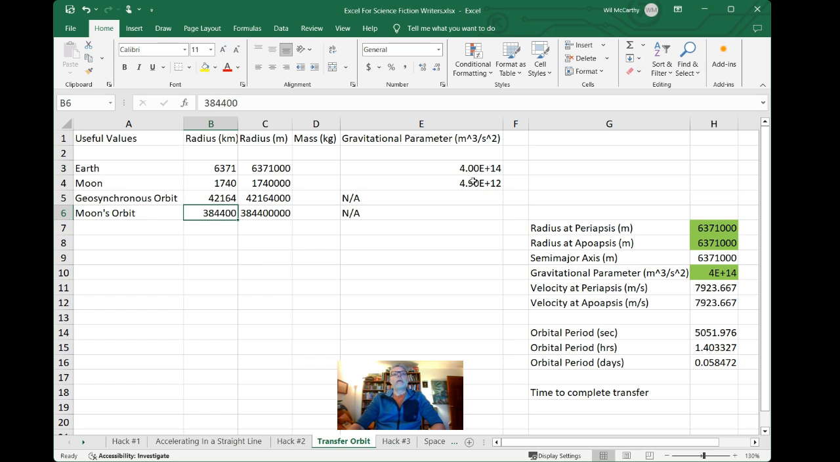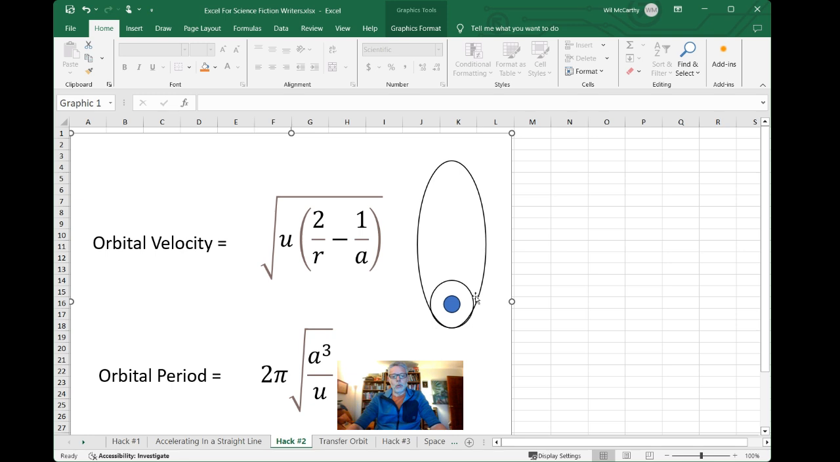And then the gravitational parameter, this is measured in meters cubed per second squared. And it's obviously a lot larger for the Earth than it is for the Moon. For the Earth, it's 4 times 10 to the 14th. And for the Moon, it's 4.9 times 10 to the 12th meters cubed per second squared. And again, you don't have to be intimidated by this. You can just look these values up. They're not hard to find. So we're starting with, again, this circular orbit around the Earth.